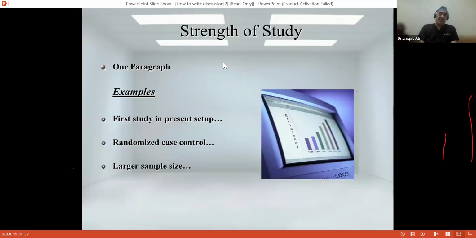Now, this is the strength of the study. It should be 1 paragraph. For example, avoid using the term first study in the present setup. ये बहुत ही कमजोर strength है, क्योंकि KTH में अगर डॉक्टर हजरतुल्लाह एक स्टडी कर रहे हैं और IKD में मैं स्टडी शुरू कर दूं, मैं कहूंगा जी मेरा प्रेजेंट सेटअप में तो 3 किलोमीटर के ऊपर कोई फर्क नहीं पड़ता पेशेंट की डेमोग्राफी पे. So avoid this first strength.